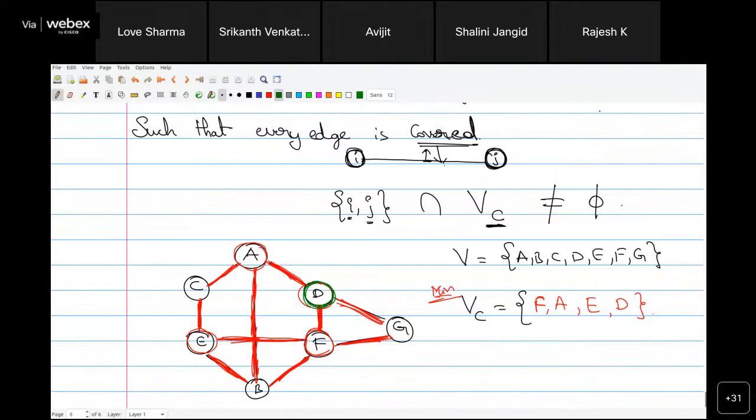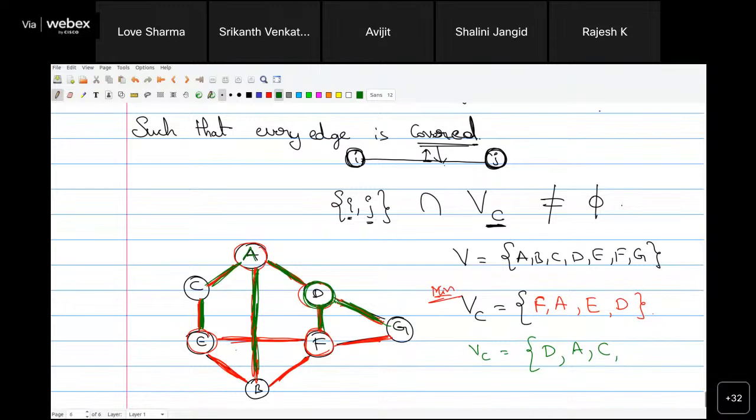Okay. So I will start with D and cover this, this and this. Okay. And I will pick A and I will cover this, this, and I will pick C. I will cover this. Okay. Still I have to cover this EF edge, EB edge, BF and FG.